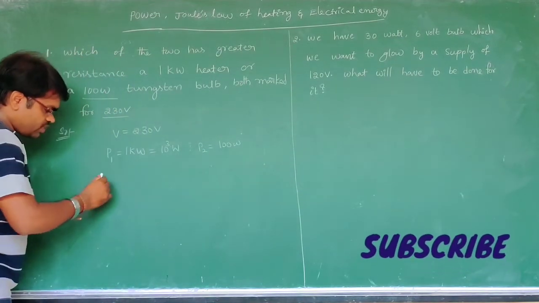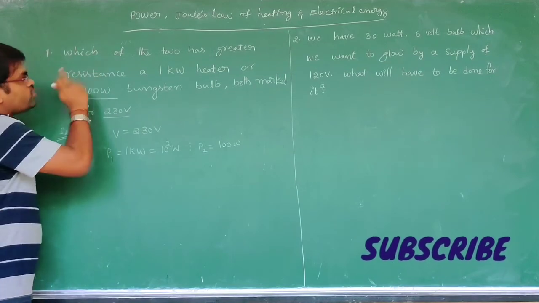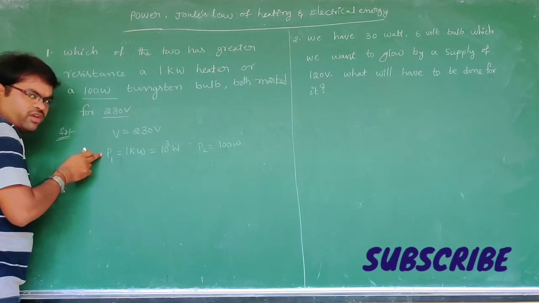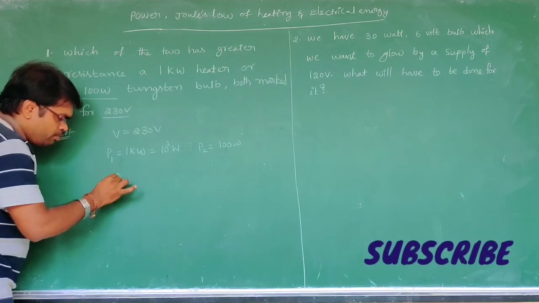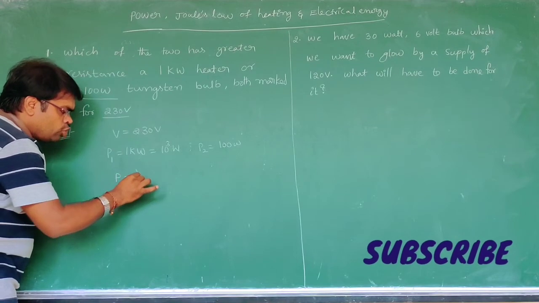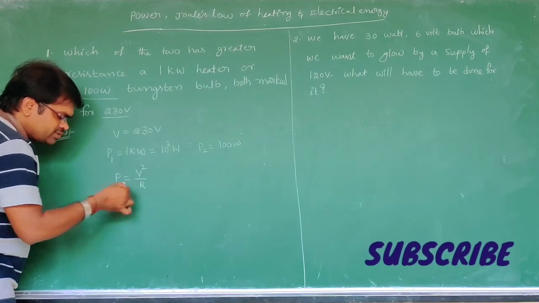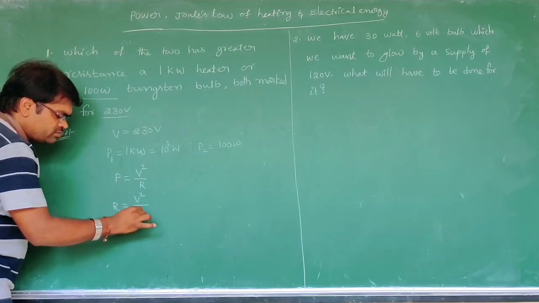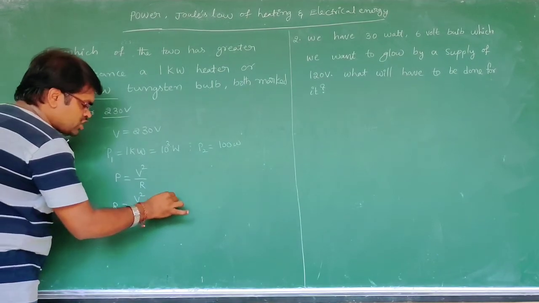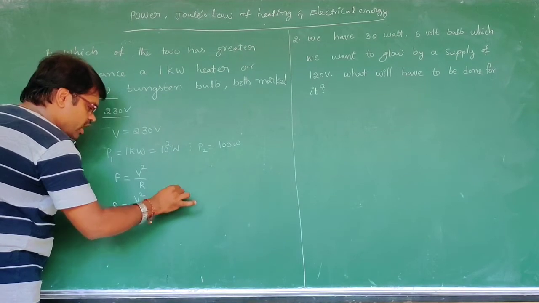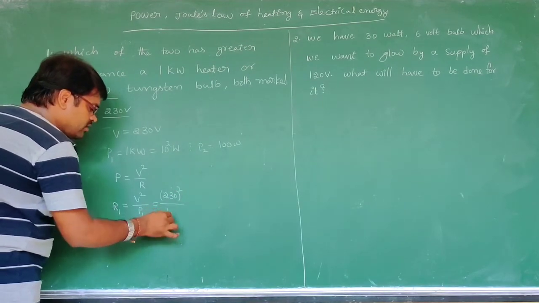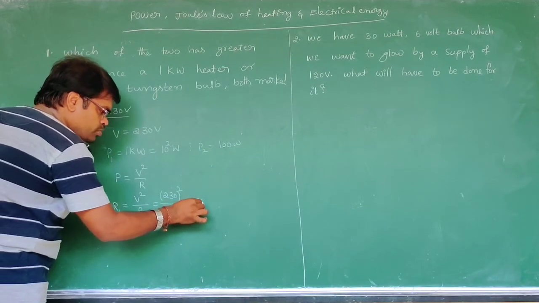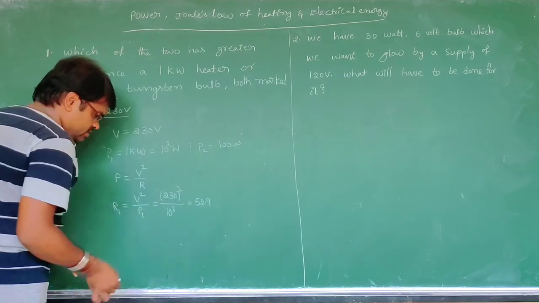Now we are asked which one has the greater resistance. Voltage is given, power is given. The formula is P is equal to V square by R. That is, R1 is equal to V square by P1. Now V square means 230 whole square, divided by P1, which is 10 cubed. Then we calculate 52.9 ohms.